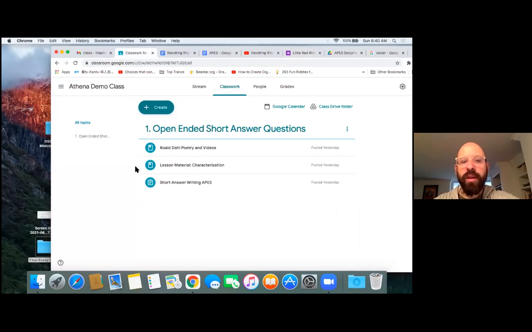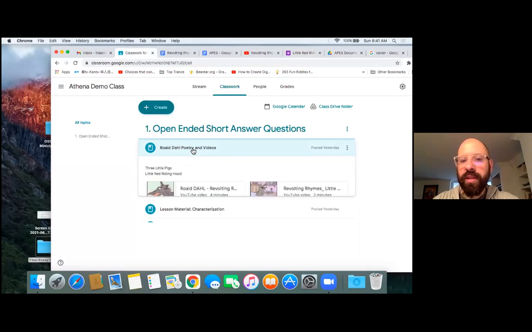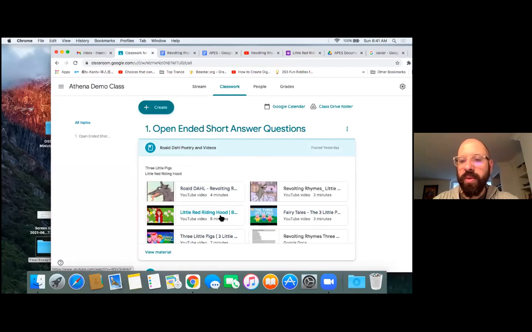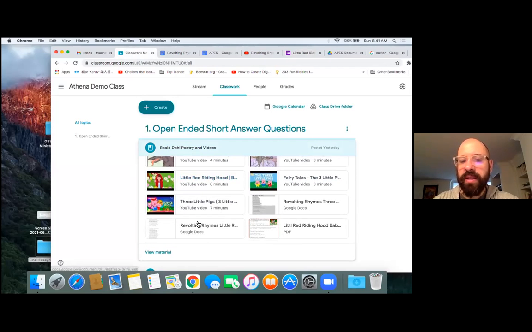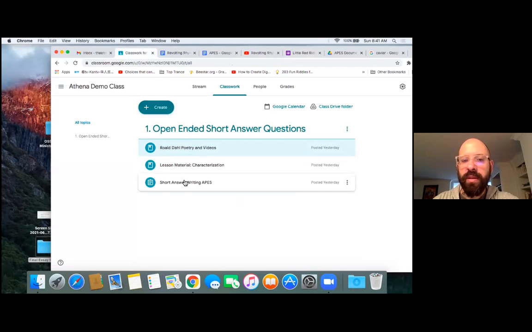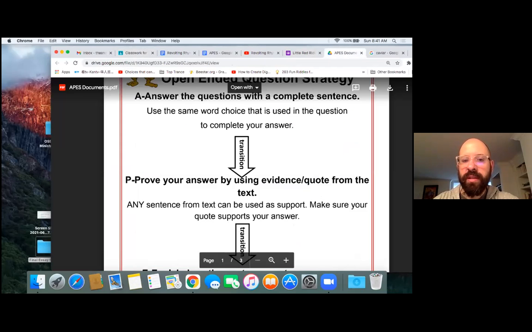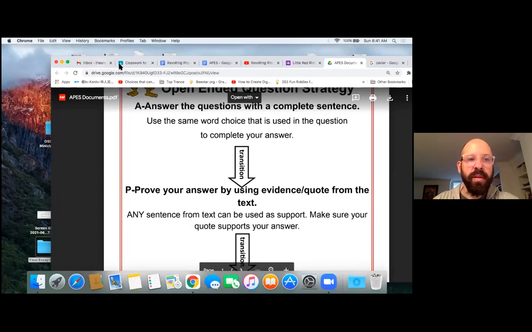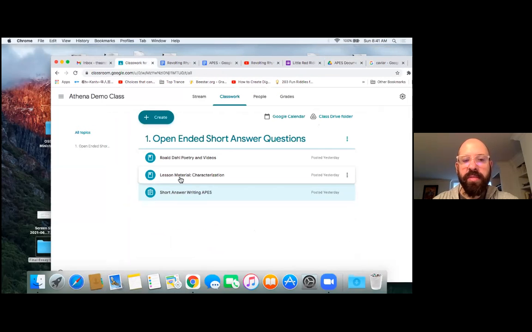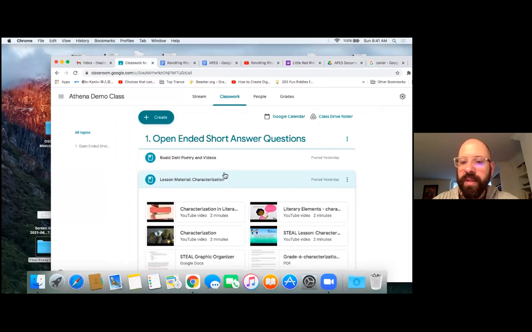So here, if you look at our class, here's the Roald Dahl stories. Here is this learning about characterization. And here is the assignment with this APES. When you click on it, it's got all the material which we're going to do in the class, right? It's got the story, it's got the movies. You click on this, it's got the assignment we're going to do, plus that worksheet, APES. And then if you click on this, it's got some of the things that we study, this characterization.